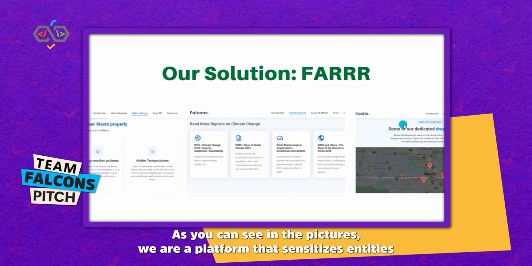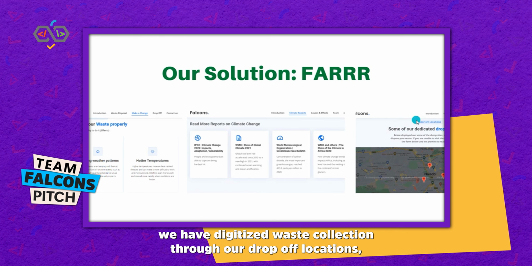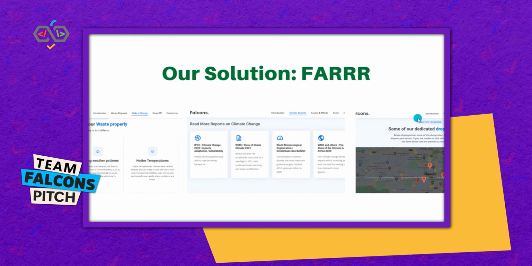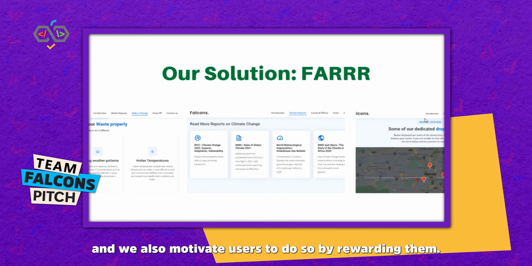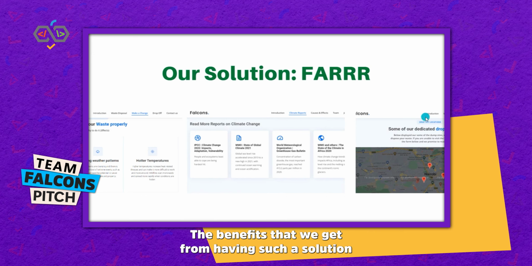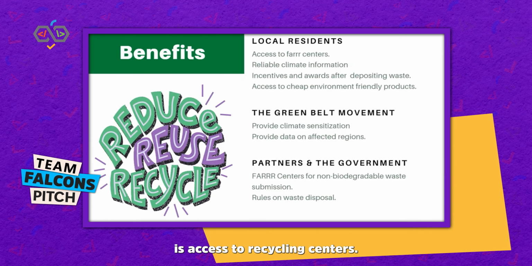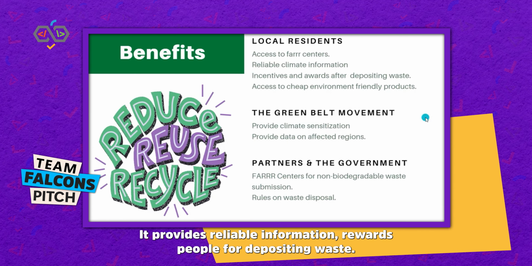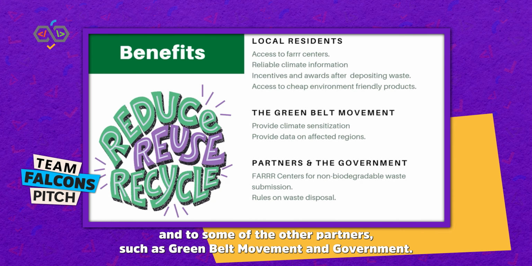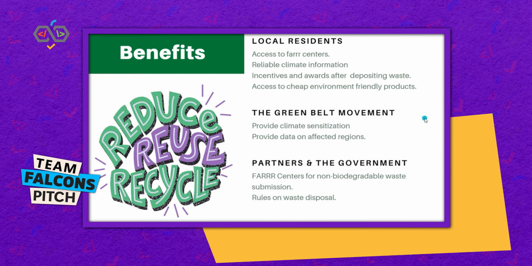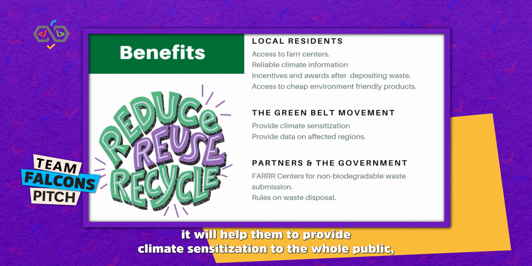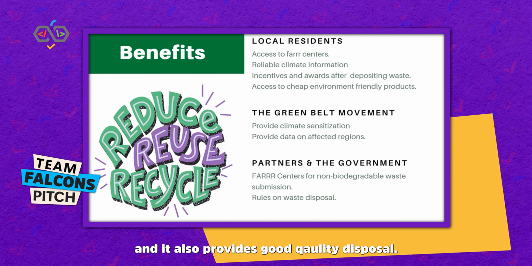As you can see in the pictures, we are a platform that sensitizes people on climate change. We have digitized waste collections through our drop-off locations, and we also motivate users to do so by rewarding them. Some of the benefits of such a solution are that it allows access to recycling centers, provides reliable information, and rewards people for depositing waste. To partners such as Green Belt Movement and the government, it helps them provide climate sensitization to the whole public, and it also provides rules on disposal.